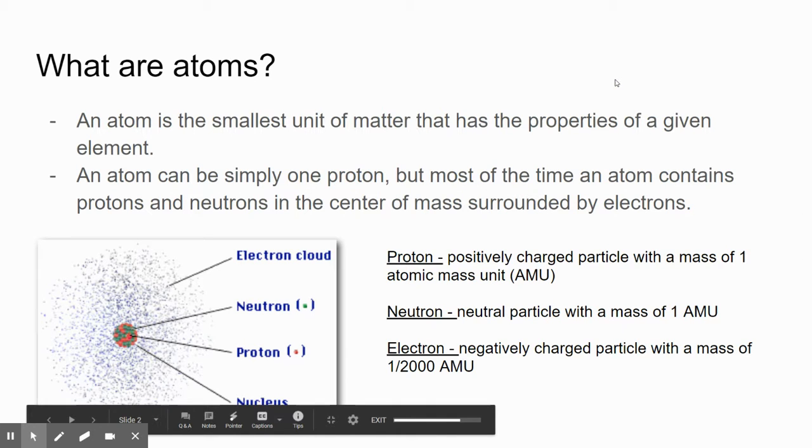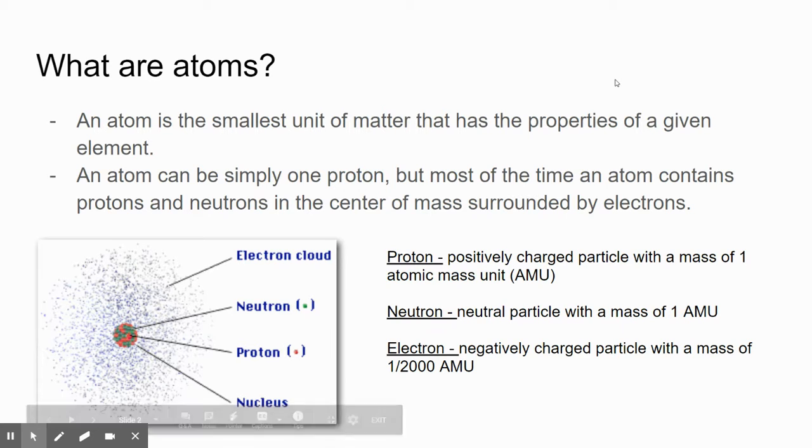Well, atoms are the smallest unit of matter that has all the properties of a given element. The simplest atom can be one single proton. But most of the time, an atom is going to contain protons and neutrons in the center of mass, surrounded by electrons. So there are 3 particles that make up an atom: proton, neutron, electron.